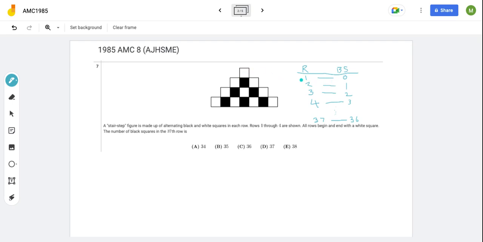So this is the first row, there are no black squares. This is the second row, there's one black square. Third row, 2, fourth row, 3, and so on and so forth. Now you will see a pattern. So obviously in the 37th row, there are going to be 36 squares. So the answer here will be C, 36. Move to the next one.